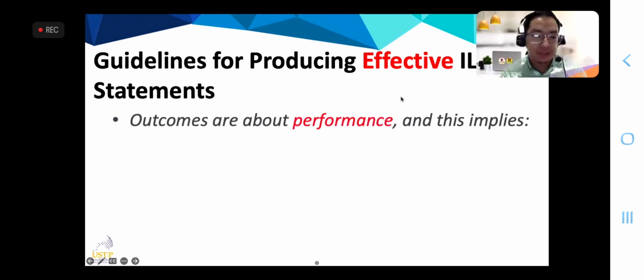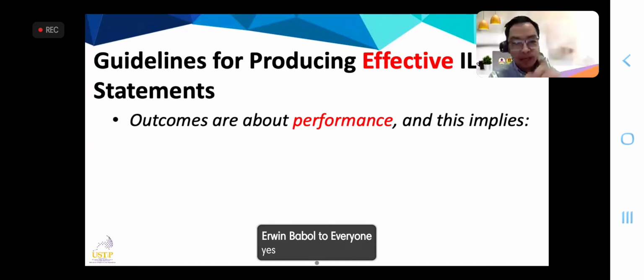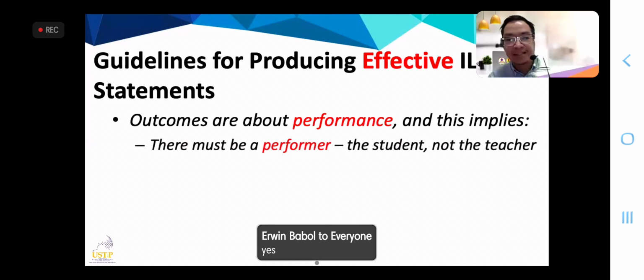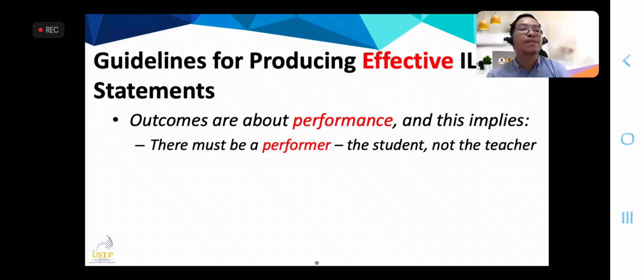So it's like an objective. And outcomes are about performance because you want your students to demonstrate. So there is a performance. And if there is a performance, it implies that there must be a performer. And the performer is the student and not the teacher.